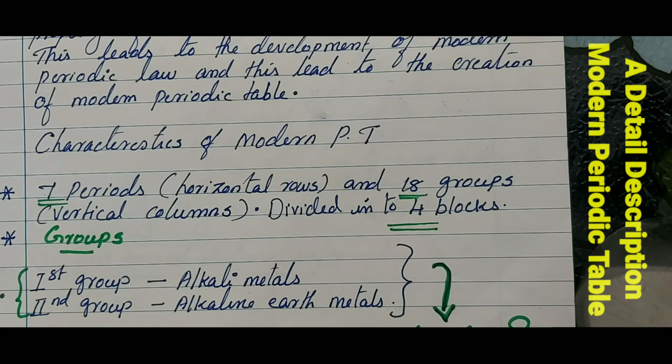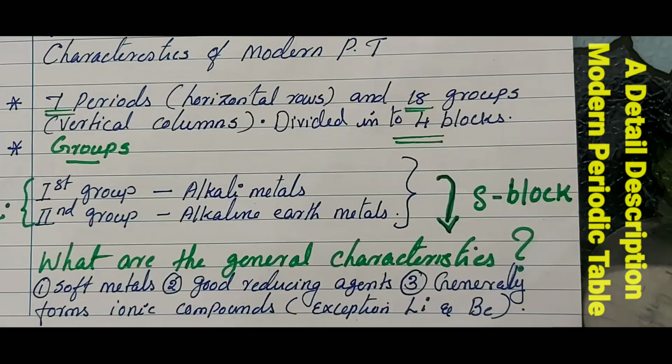So the first group is called alkali metals. There you can see many metals starting from lithium, sodium, potassium, rubidium, cesium and francium. Now when you move to the second group, they are called alkaline earth metals. You can see there beryllium, magnesium, calcium, strontium, barium and radium. The first group and the second group together known as S block elements.